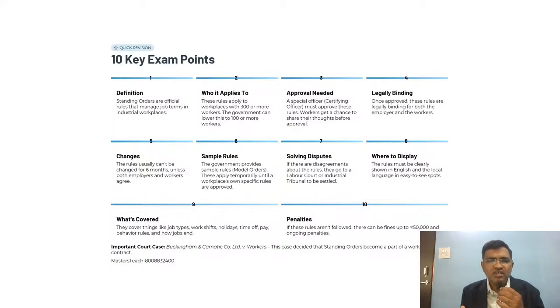So what does this cover? The labor standing orders cover what type of jobs, work shifts and holidays, time off, pay, behavior rules, how jobs are ended, and penalties. If the job rules are not followed by the employer, then it may attract 50,000 rupees as a penalty. The important case you have to remember is Buckingham and Carnatic Company Limited versus workers. This case decided that standing orders become a part of workers' job contracts.